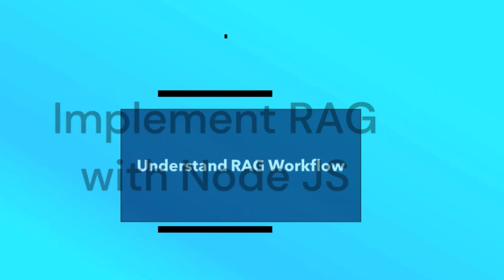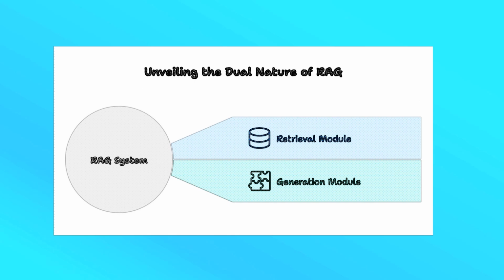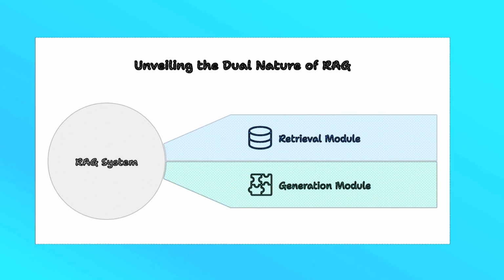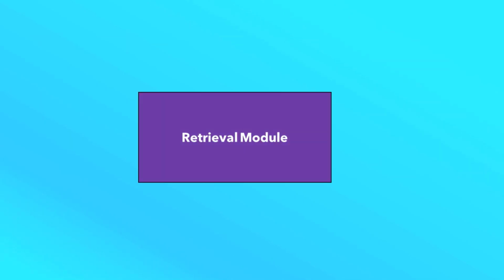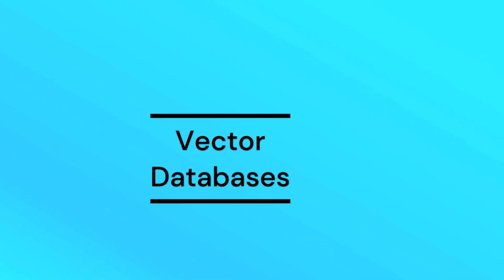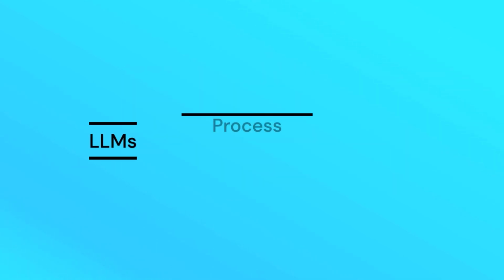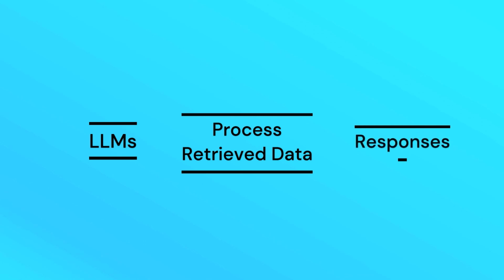The first step is understand RAG workflow. RAG integrates two key components. The first key component is the retrieval module. It fetches relevant data from sources like vector databases. The second key component is the generation module. It uses an LLM to process retrieved data and generate meaningful responses.